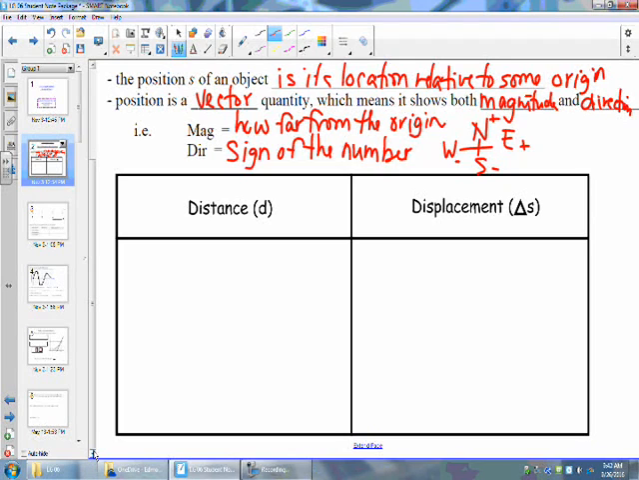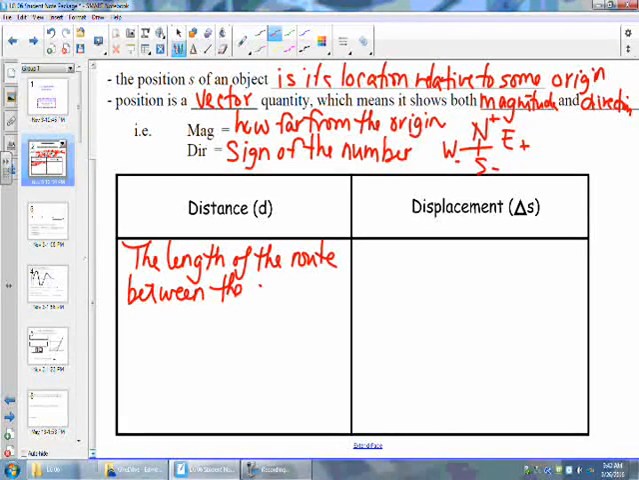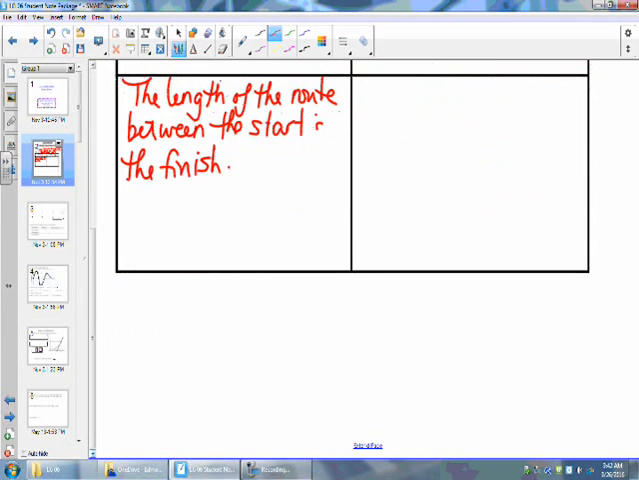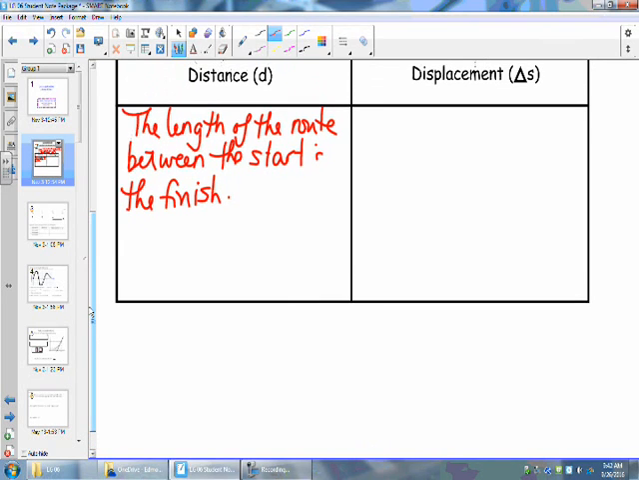Okay, so distance and displacement are a couple of words that you're going to need to know the difference between. Distance is basically the length of the route between the start and the finish. If we were going on a trip, we would say the distance we traveled was this to this. And that could have included pit stops, visiting different landmarks, whatever. Distance is always positive. And it's a scalar quantity.